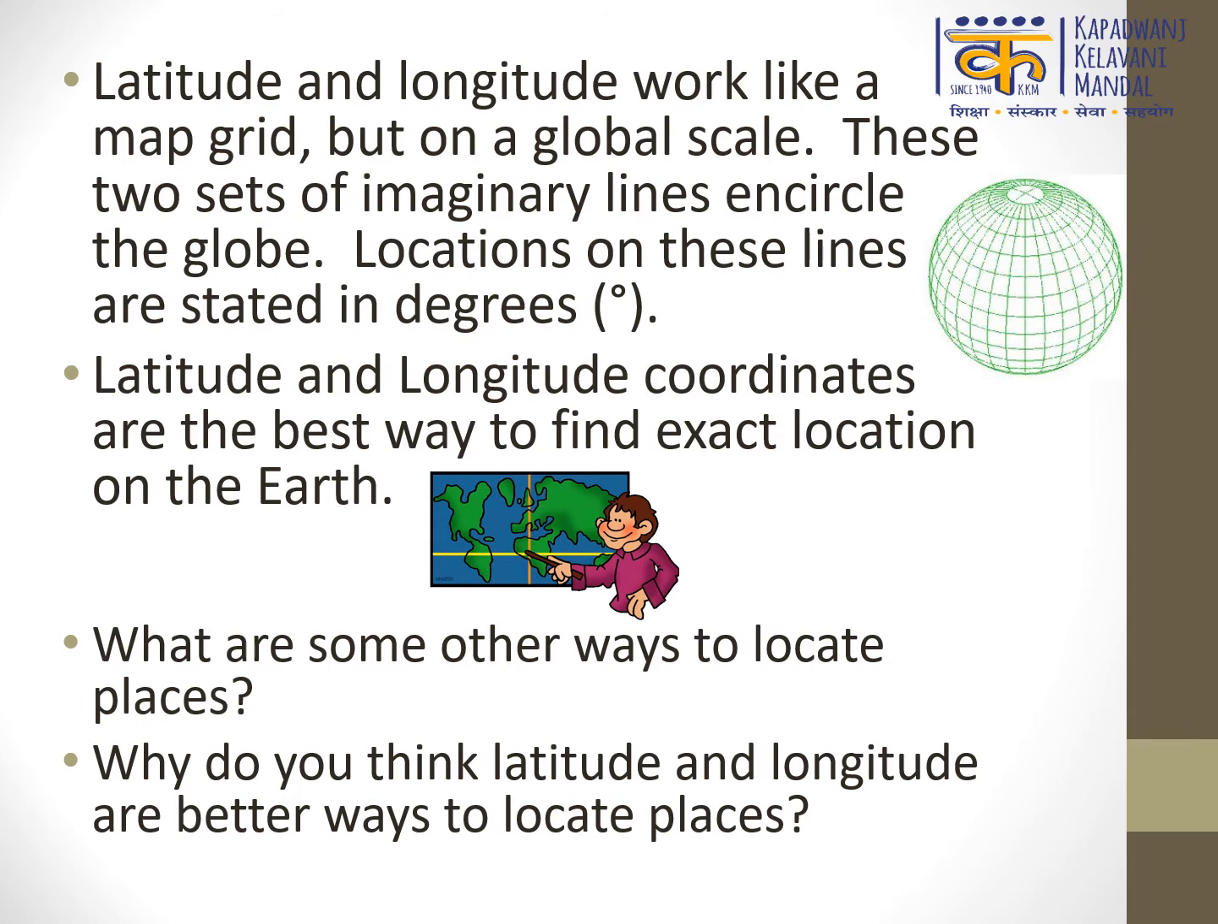Each degree can be broken into 60 minutes. Each minute can be divided into 60 seconds. Latitude and longitude coordinates are the best way to find an exact location on the earth. Now what are some other ways to locate places? Why do you think latitude and longitude are better ways to locate places?